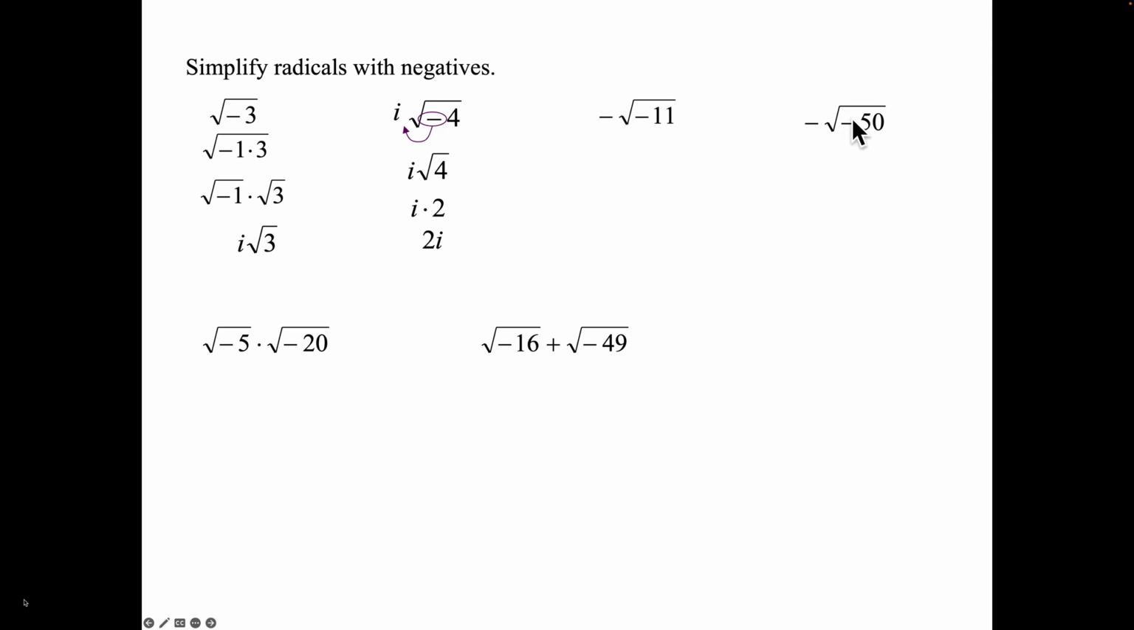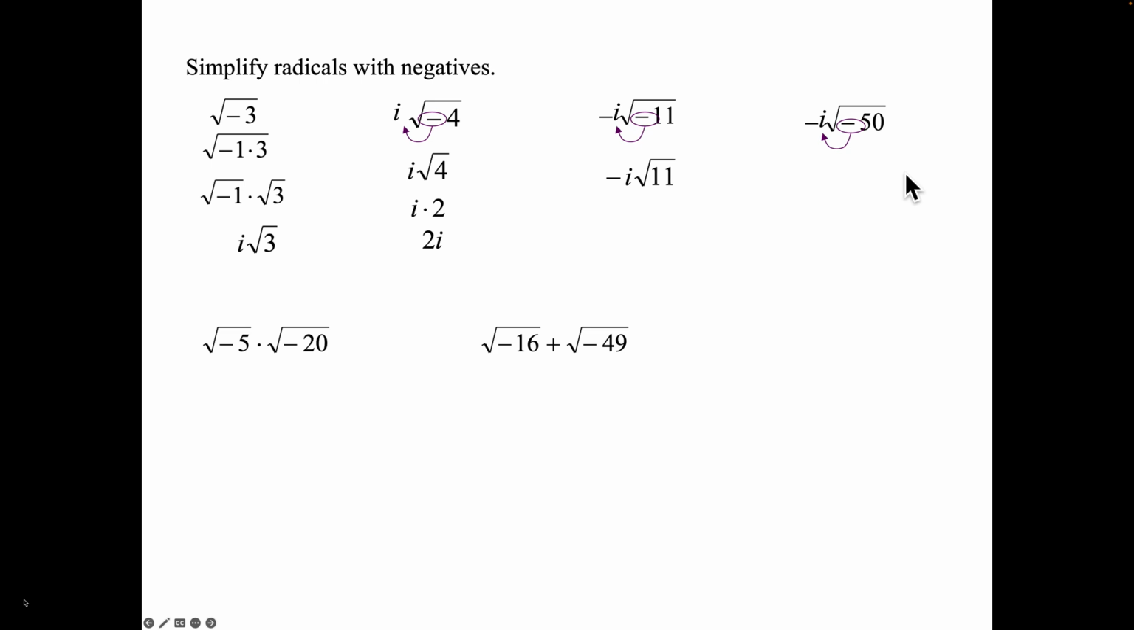Now you have to be careful with these next two, because I don't want you to think negative, parentheses, negative, and say, oh look, two negatives makes this a positive. Absolutely not. You circle that negative inside the square root, you move it out to the front, and it becomes a negative i times the square root of 11.